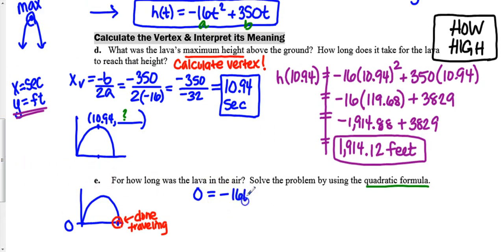That is what it means to set this equation equal to 0. 0 equals negative 16t squared plus 350t. We did this a lot. Set an equation equal to 0 and solve. That always required the quadratic formula. This is our first instance of seeing how this applies to the real world. So when we set it equal to 0, we'll be able to actually find out when is the lava done traveling through the air.